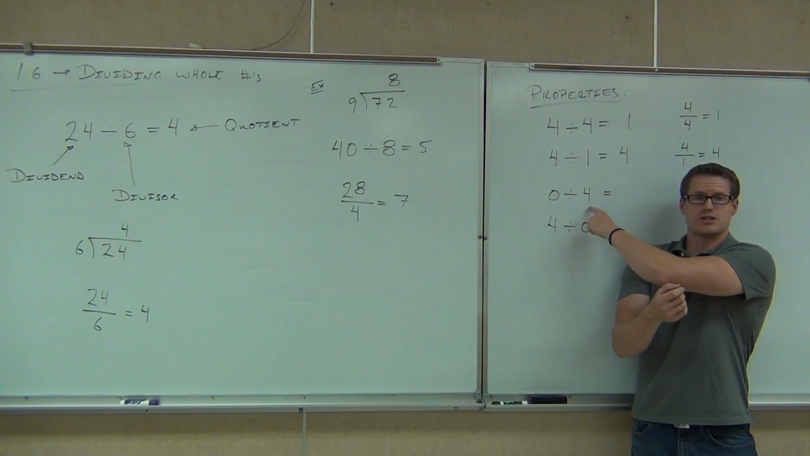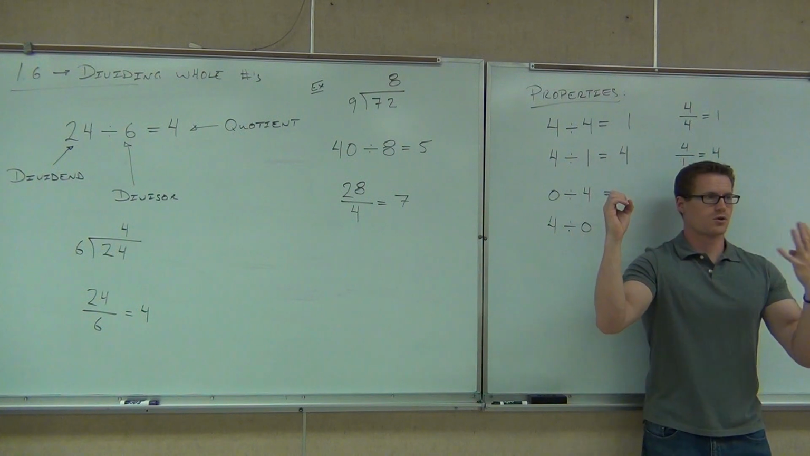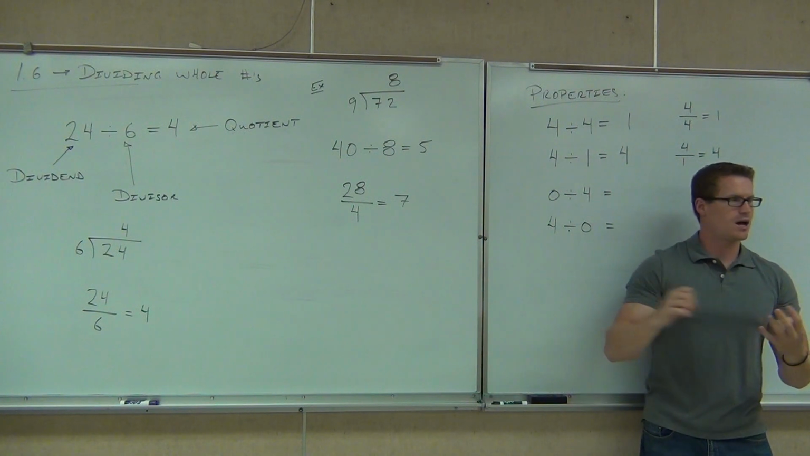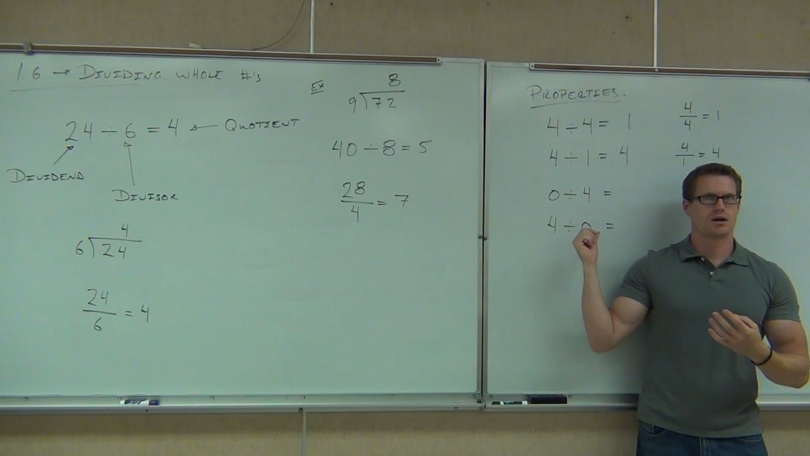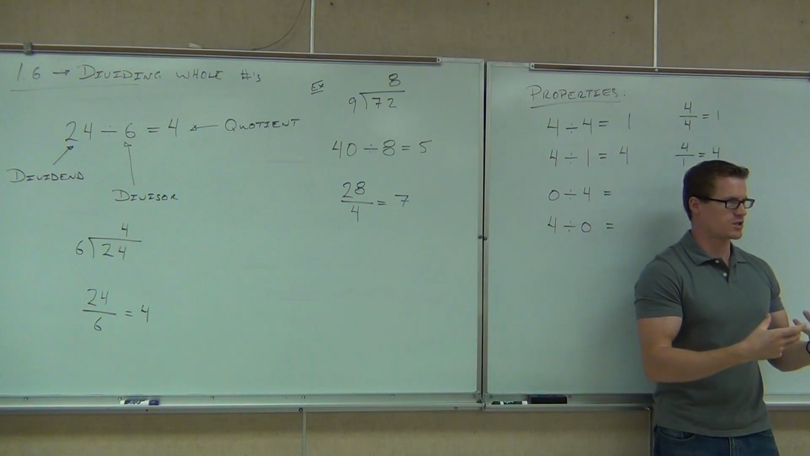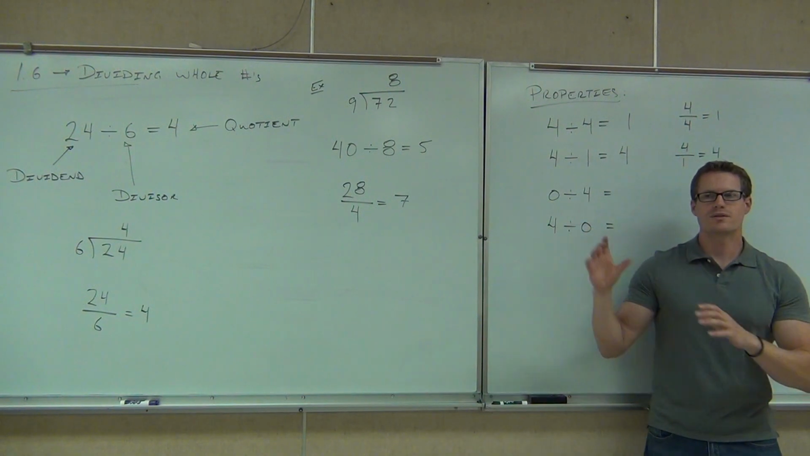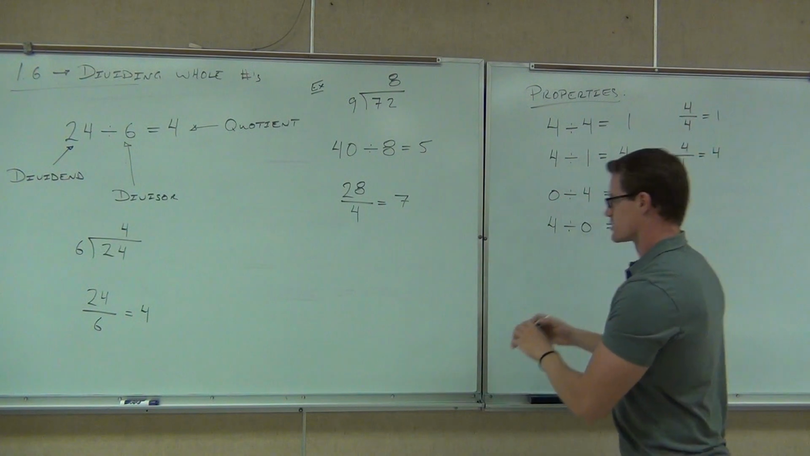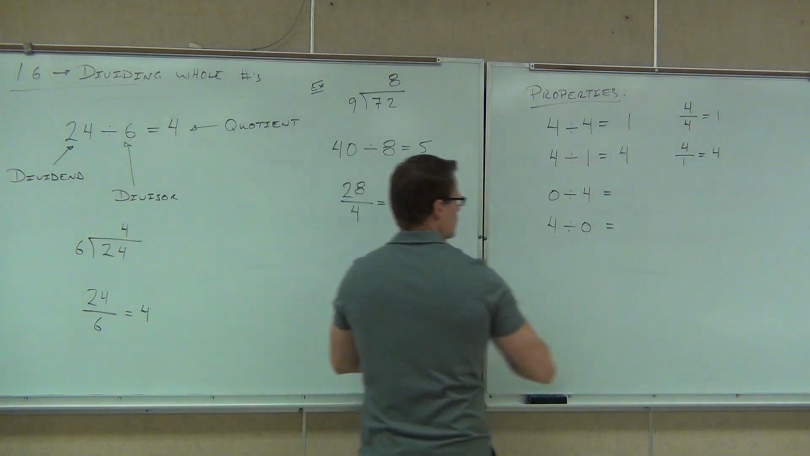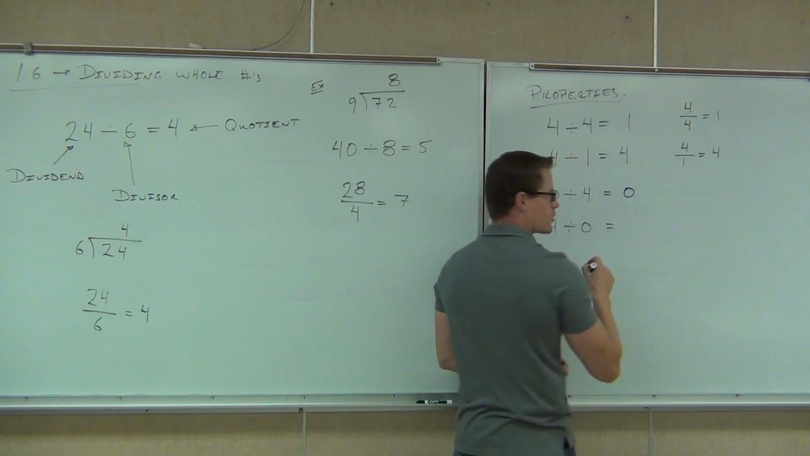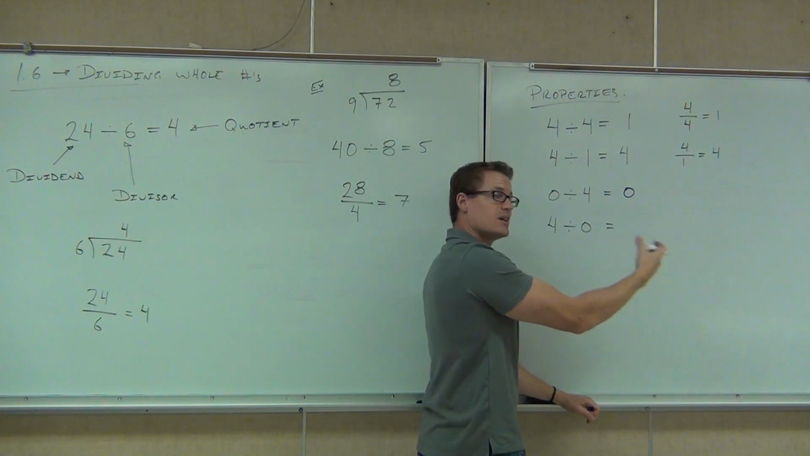This one you can think through, can't you? I have $0 in 4 accounts. That's 0 per account. I have $4 in 0 accounts. I can't ask the question how many is in each account because I don't even have an account. One of these things is reasonable. This answer is 0. This one, if you've heard it before, is called undefined because you can't do it.